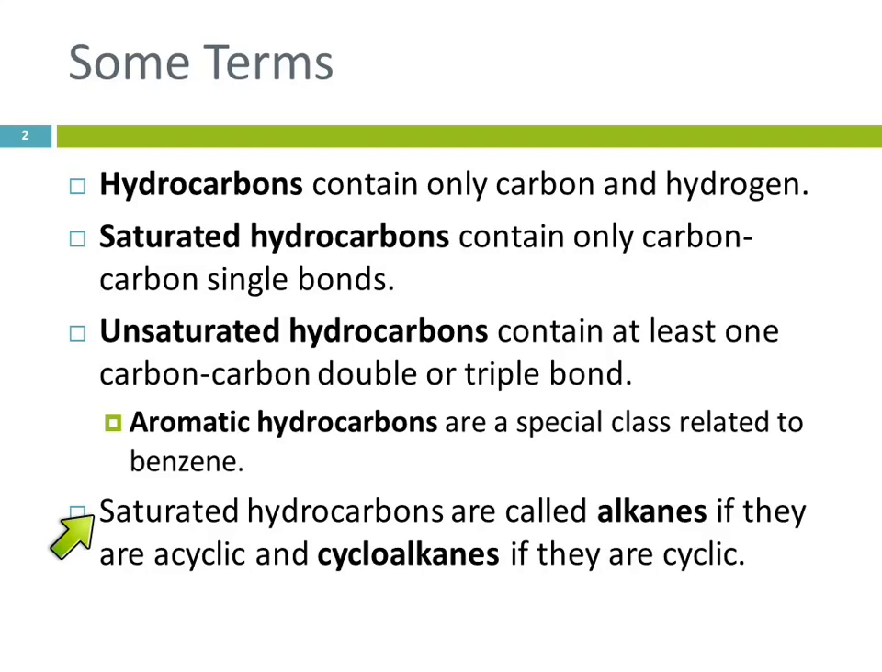So, the saturated hydrocarbons have hydrogen and carbon and single bonds only. We call them alkanes if they are acyclic and cycloalkanes if they're cyclic. So alkanes have single bonds. Cycloalkanes also have single bonds, but they form rings.